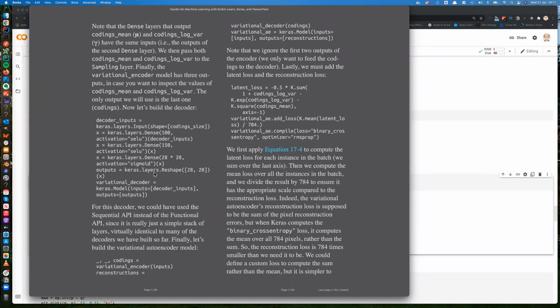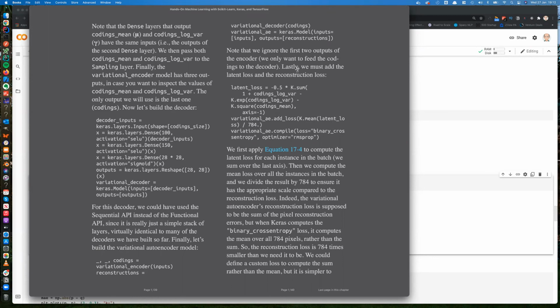It's just a standard decoder. For this decoder, we could have used the sequential API. Finally, let's build the autoencoder. So it's a variational encoder, and then we've got the reconstructions, the variational decoder, and the autoencoder is the inputs and the outputs. Note that we ignore the first two outputs of the encoder. We only want to feed the codings to the decoder.